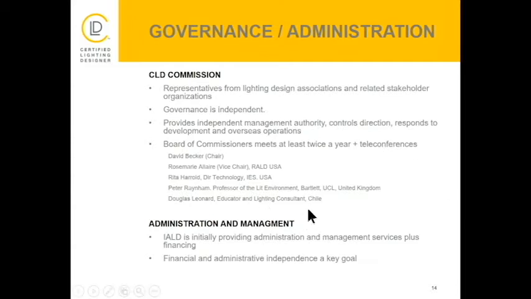Okay, so we're supported by the IALD for initial setup, and our objective as a body is to become both financially and otherwise independent of the IALD as soon as possible. Now, I'm not sure exactly what the deadline is, but clearly we need to be as independent as possible so that we can provide a clear credential that will support the lighting industry and be seen to be independent.